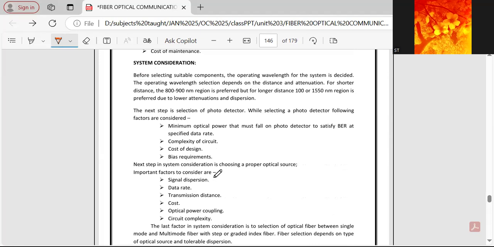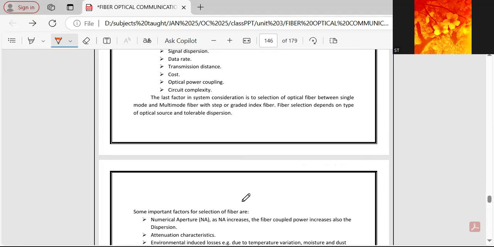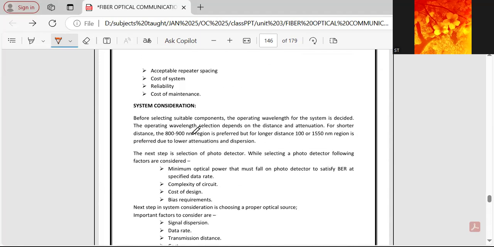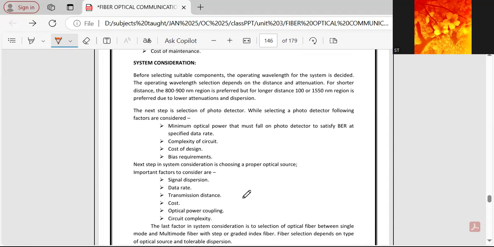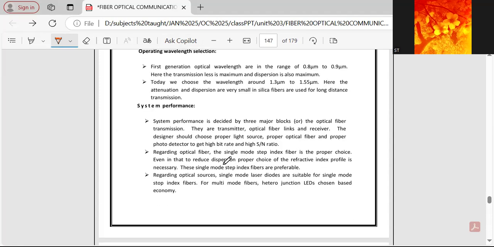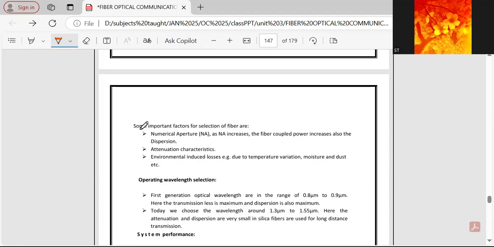So here, these notes are uploaded on the ACC soft, and you can refer to these in detail, what are the parameters we are going to select, and what are the different factors that are to be considered before the selection of fiber. All these things are written over here.